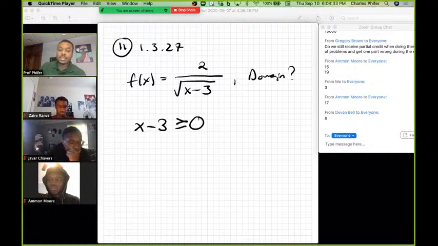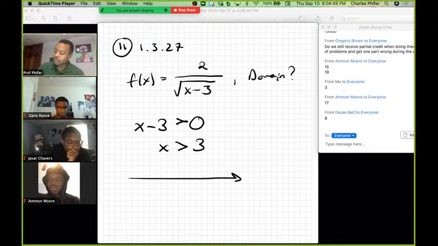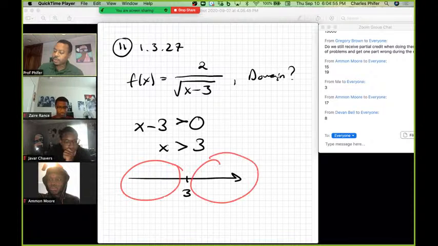But because it's in the denominator, we have an additional restriction. It can't be equal to 0. So we got to get rid of this equal to bar. It can't be equal to 0. So now if we solve this, we're going to have x is greater than 3. Let's graph that result. Here's our 3. If x is greater than 3, are we talking about the numbers to the left of 3 or the numbers to the right of 3?